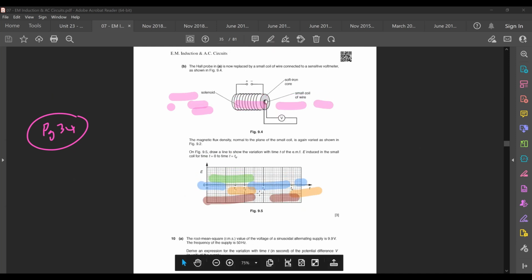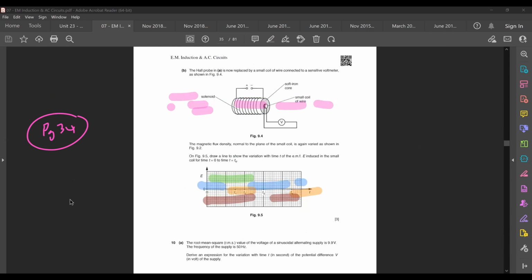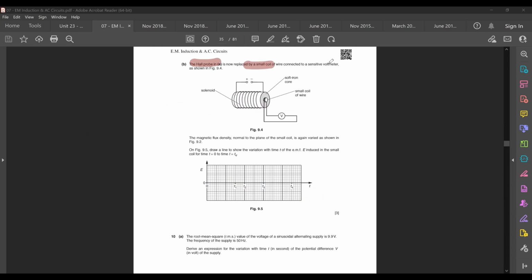So for the next part, they mentioned that the Hall probe in part A is now replaced by a small core of wire connected to a sensitive voltmeter, as shown in this figure here. The magnetic flux density normal to the plane of the small core is again varied as shown in figure 9.2.